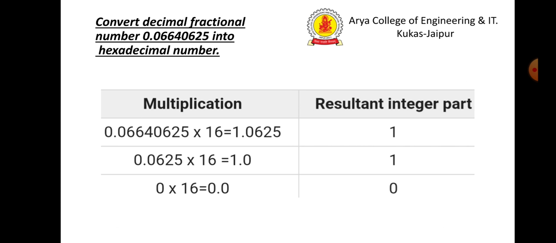Here is again an example of converting a decimal fractional number into a hexadecimal number. Here again, because it is a hexadecimal case, we multiply by 16, and if we get an integer part, we put it in the resultant integer, and the fractional part goes to the next step.